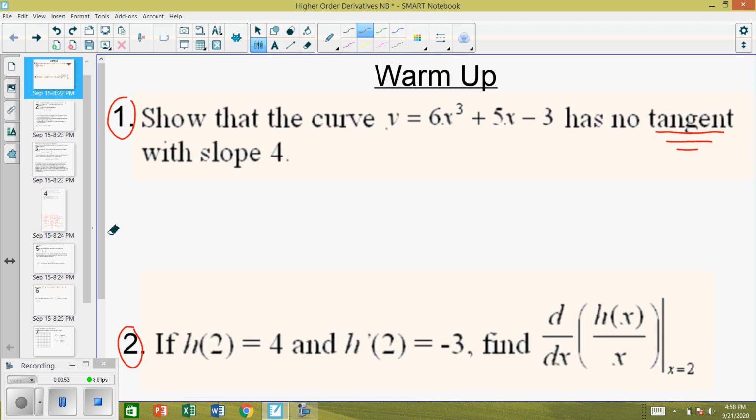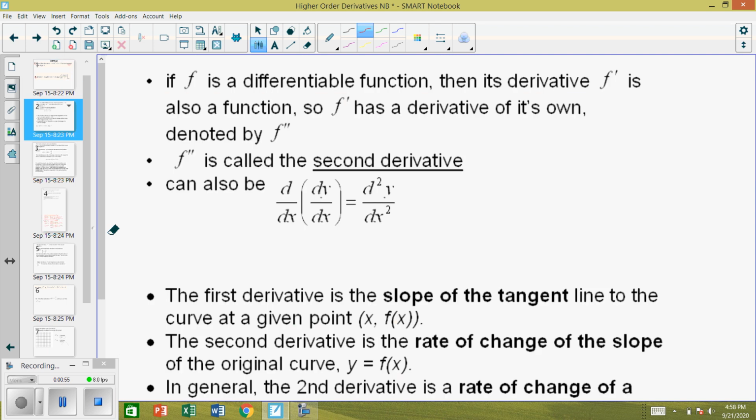Let's jump into today's stuff. The title of today's lesson is higher order derivatives, meaning not the first derivative, but higher than that. Like second derivative, third derivative, fourth, fifth, sixth, seventh, eighth derivative. Sometimes you can take as many derivatives as you want, but we usually stop at the second derivative. Our application stops at the second derivative, and you're going to see that as we move on.